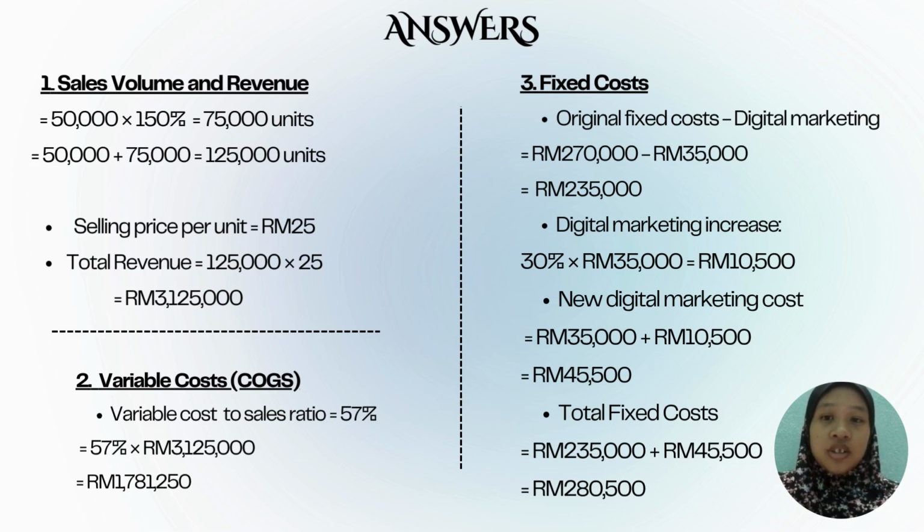Now, we go to the fixed cost. Originally, the total fixed cost was 270,000, including 35,000 for digital marketing. With a 30% increase in the marketing expenses, the new digital marketing cost becomes 45,500, and the total revised fixed cost adds up to 280,500.